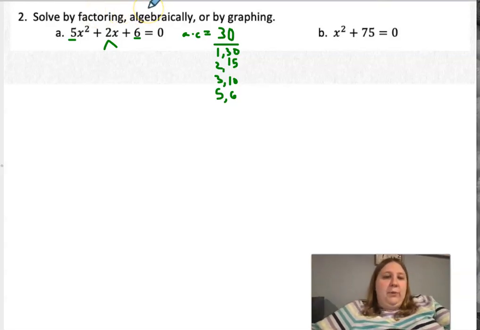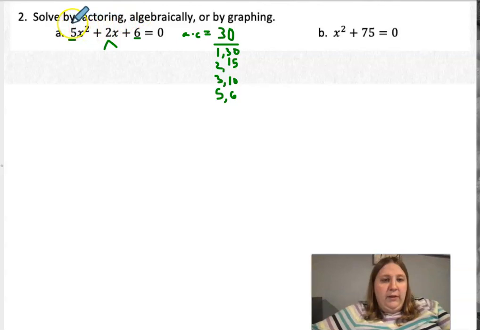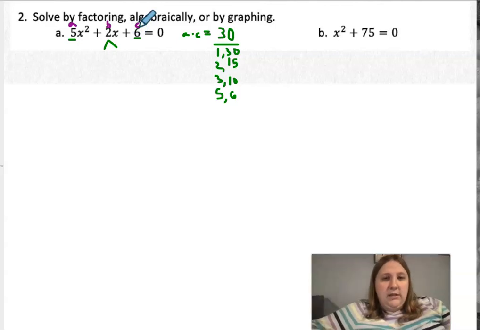So algebraically, we can do this if we use the quadratic formula. Again, for the quadratic formula, we have to determine what a, b, and c are. So a would be 5, b would be 2, and c would be 6. All right, so then I'm just going to follow that quadratic formula.